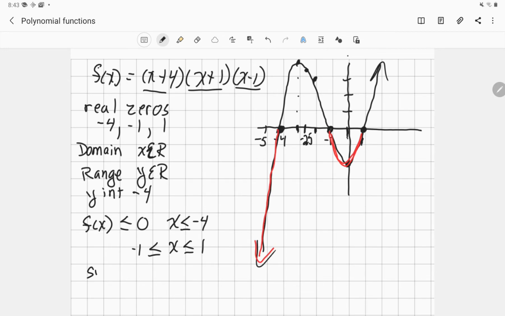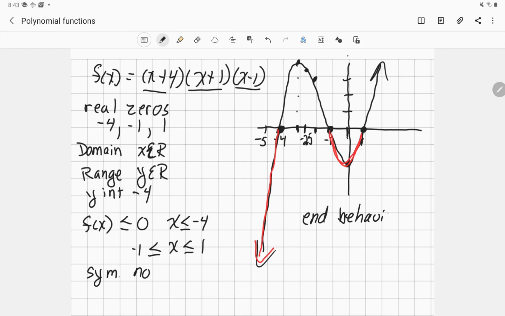Then they ask me, is there any symmetry? So again, I look at that y-axis, I look at that x-axis, and I go, no, not really, no symmetry. And then they ask for something called end behavior. I'll put that over here just because of space.